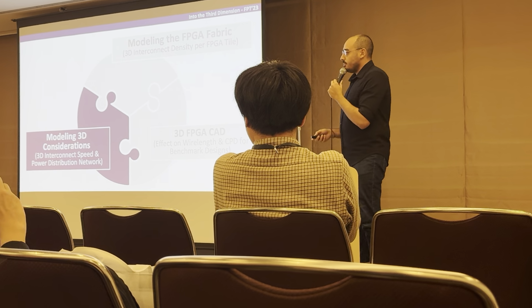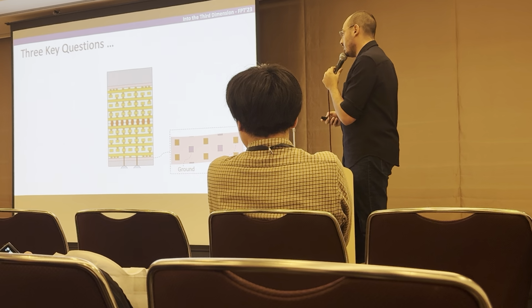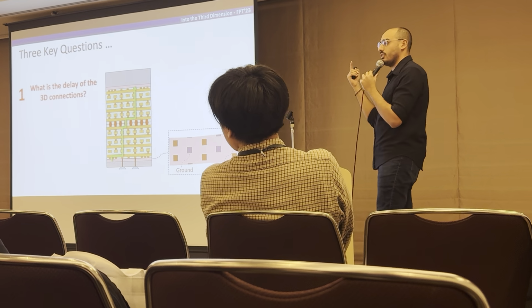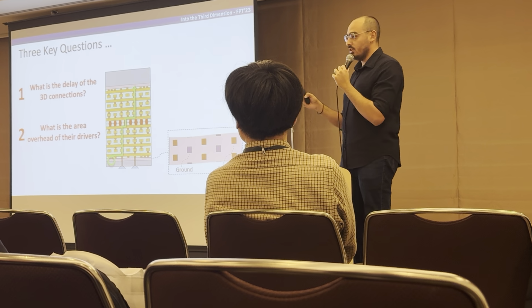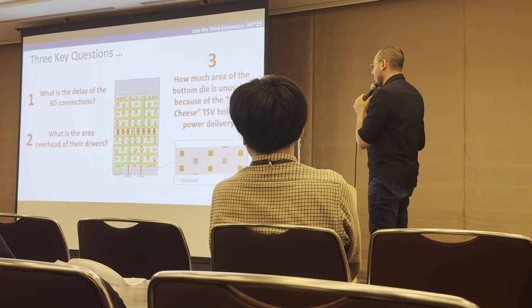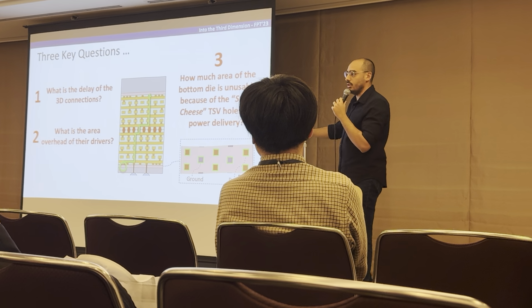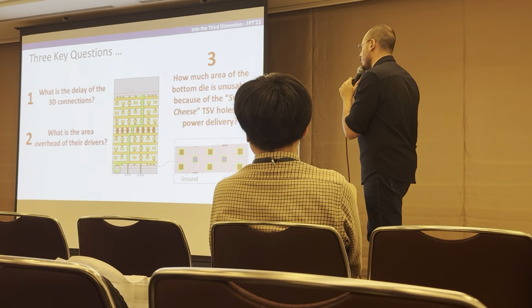So now, moving to the second piece of the puzzle, where we start modeling the 3D considerations, we need to answer three key questions. How fast or slow are the 3D connections from one die to the next? What is the area overhead of the drivers or the buffers that we have to add for those connections? And how much of the base die area is taken out because of those Swiss cheese holes that are needed for the through-silicon vias for power delivery and IOs?